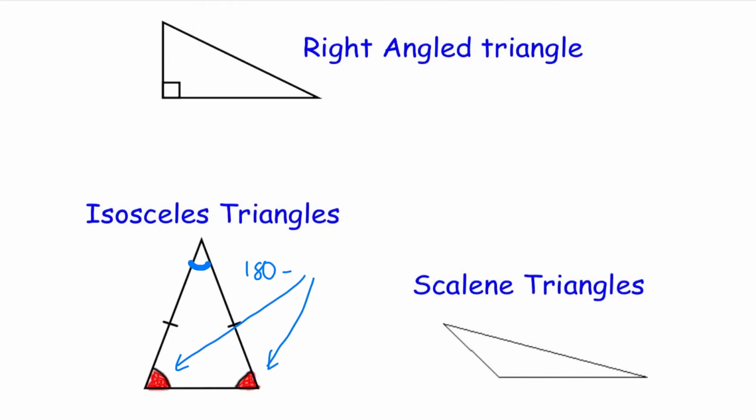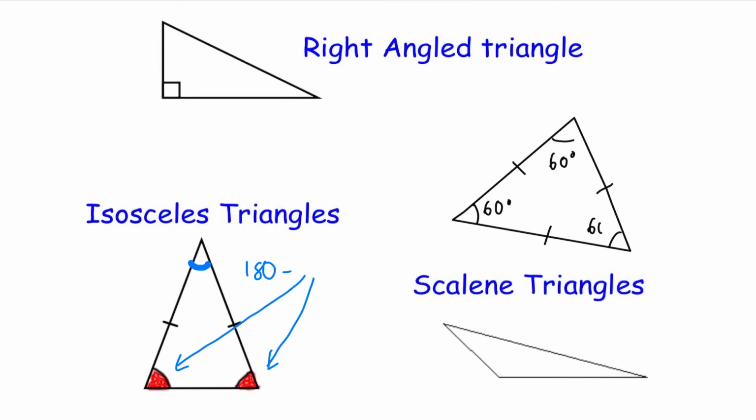A scalene triangle is a triangle where none of the sides and none of the angles are the same. And the last type is an equilateral triangle, and an equilateral triangle is where all three lengths are exactly the same. So all three lengths are the same, and therefore you would have all three with the line on, and all three angles would be the same, and they would all be 60 degrees. And that is what we call an equilateral triangle.